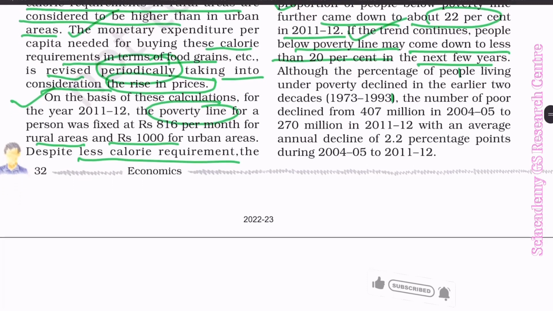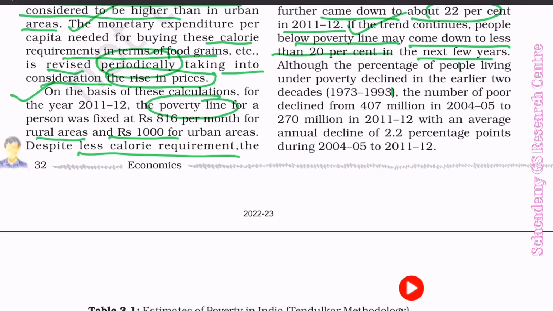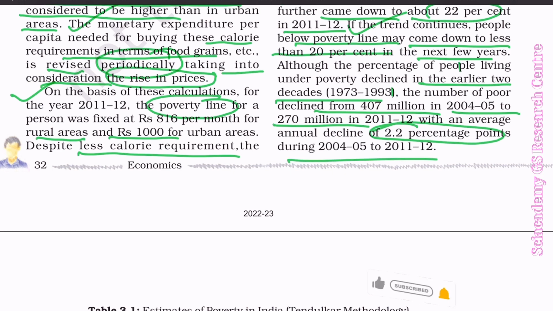Although the percentage of people living under poverty line declined in the earlier two decades, that is 1973 to 1993, the number of poor declined from 407 million in 2004-5 to 270 million in 2011-12, with an average annual decline of 2.2 percentage points during 2004-5 to 2011-12.